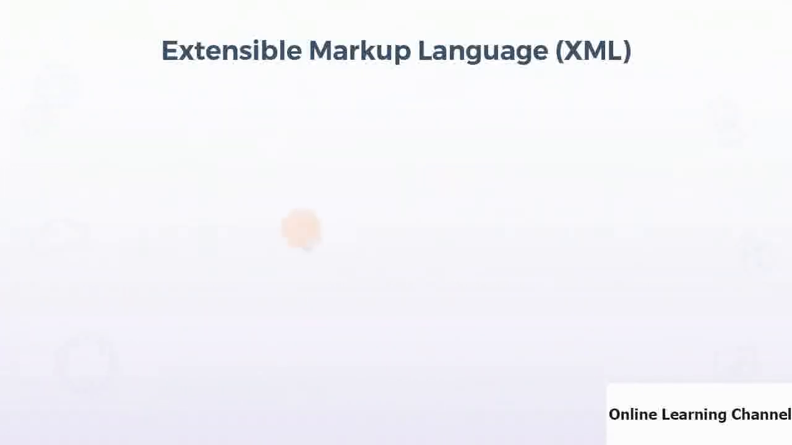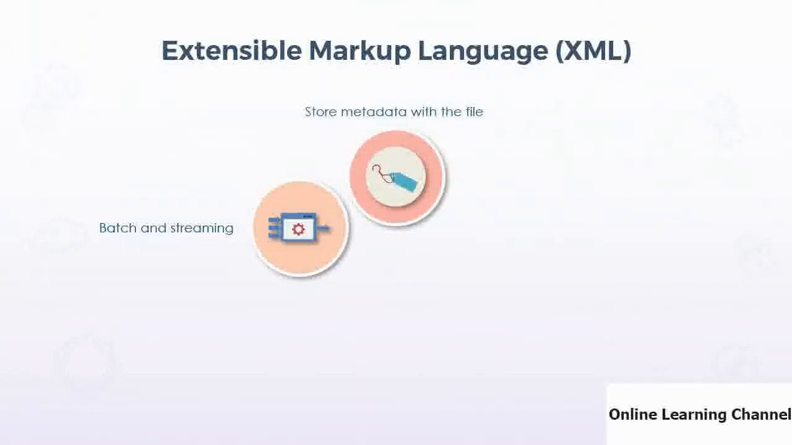Now, Extensible Markup Language, or XML, was created for defining and coding syntax to standard documents that are both human and machine readable. XML supports batch and streaming and can be used to encapsulate and serialize data. Metadata is stored with the file, providing support for schema evolution. It is verbose, providing good compression ratios compared to other text-based formats.